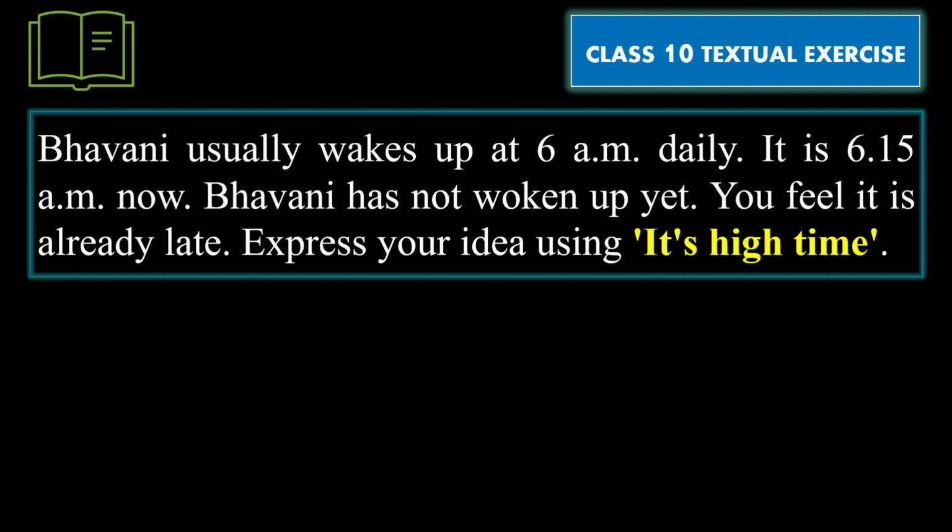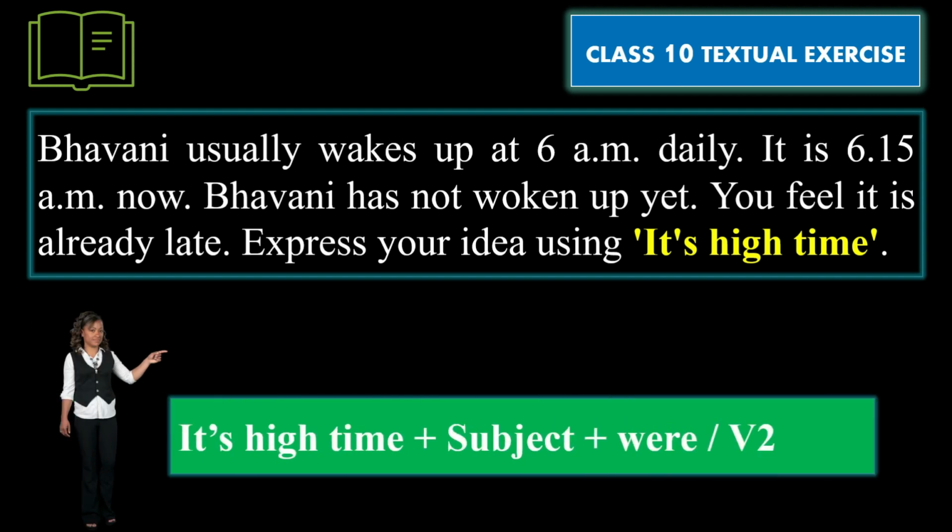So what is the structure that you need to use here? It's high time, because that is what you are asked to use. It's high time, and then you have to use the subject. Who are we talking about here? Bhavani. And we have to use the past subjunctive, that is, were or verb two. If there is an action, you have to use the second form of that action verb. Here we are talking about Bhavani.